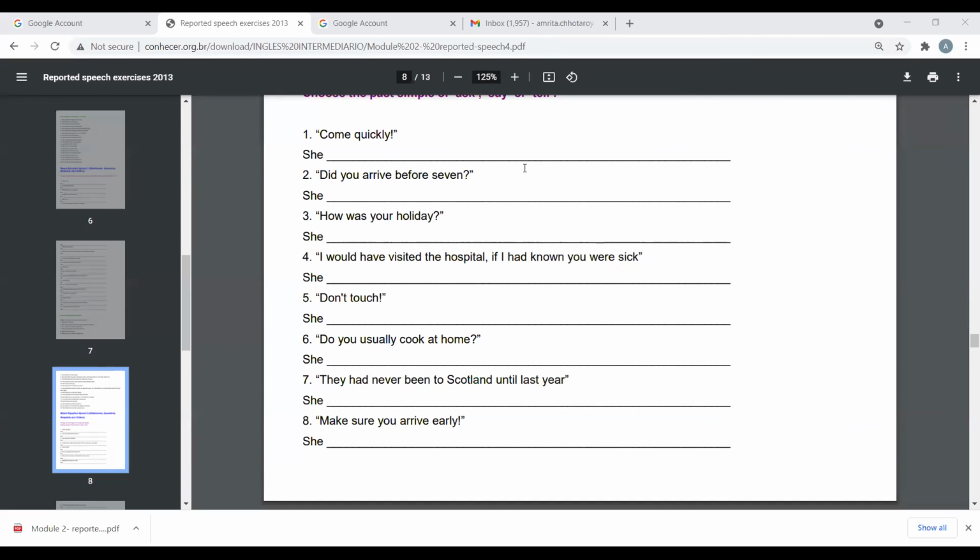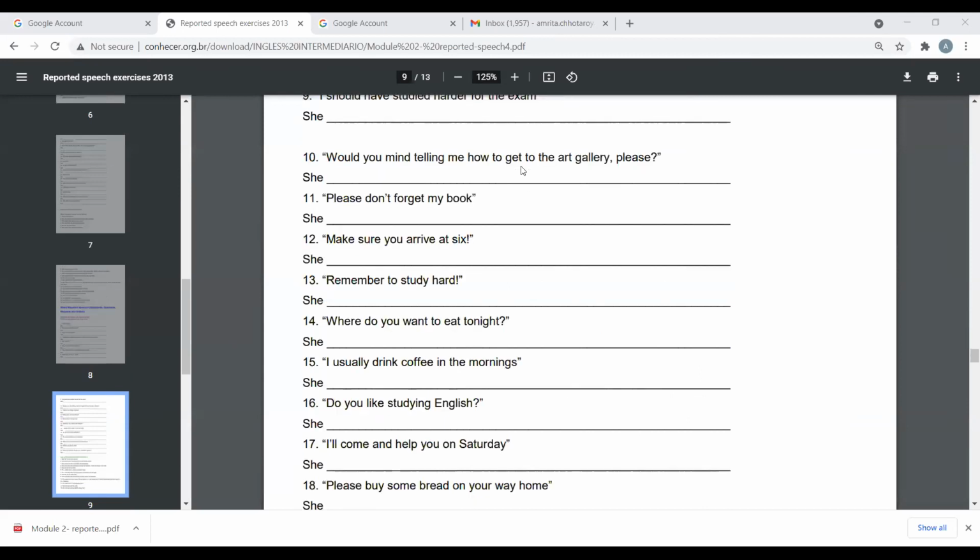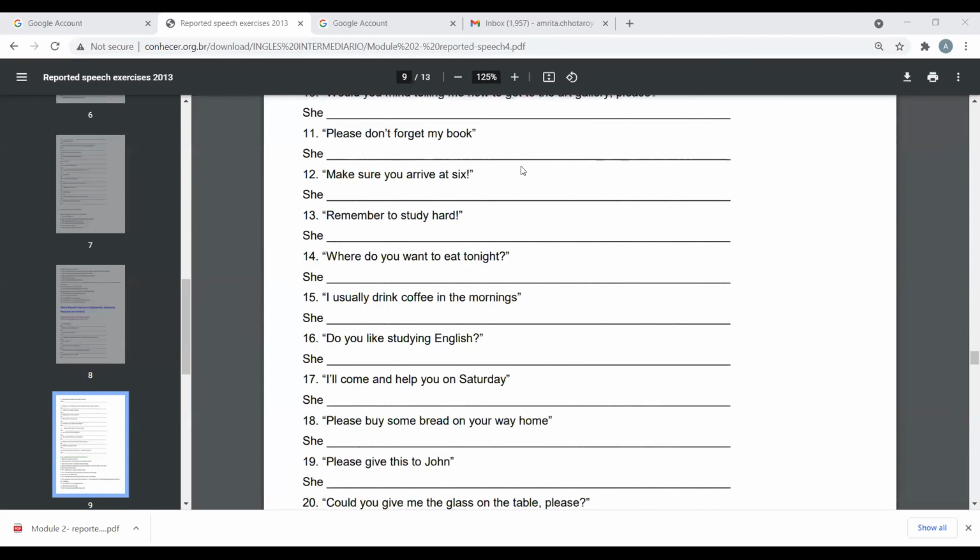So this is it. And yeah, the rest of it, you can take a screenshot as homework for you to practice. That's it. So today we completed the last part of grammar.